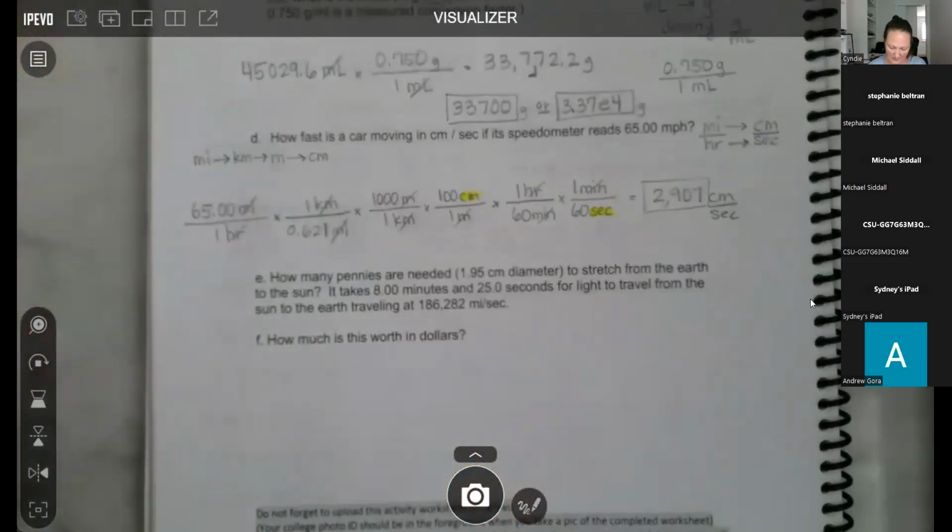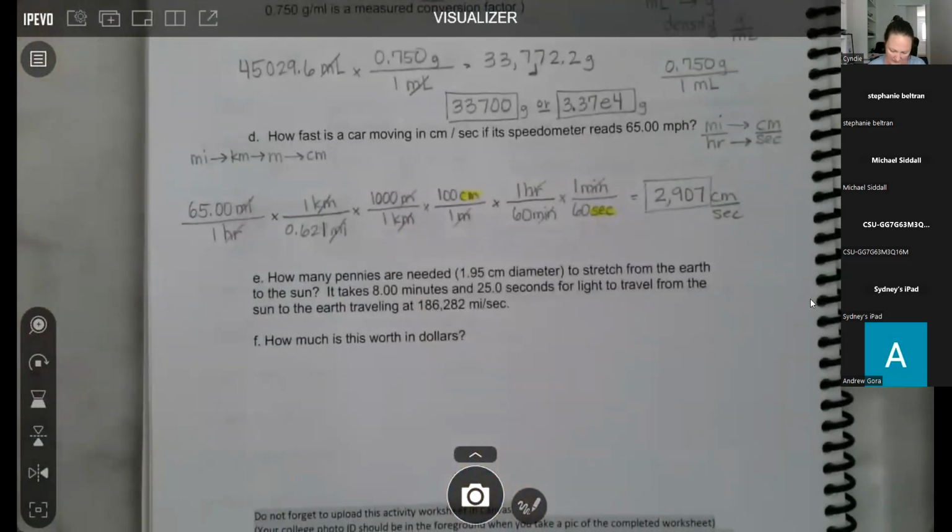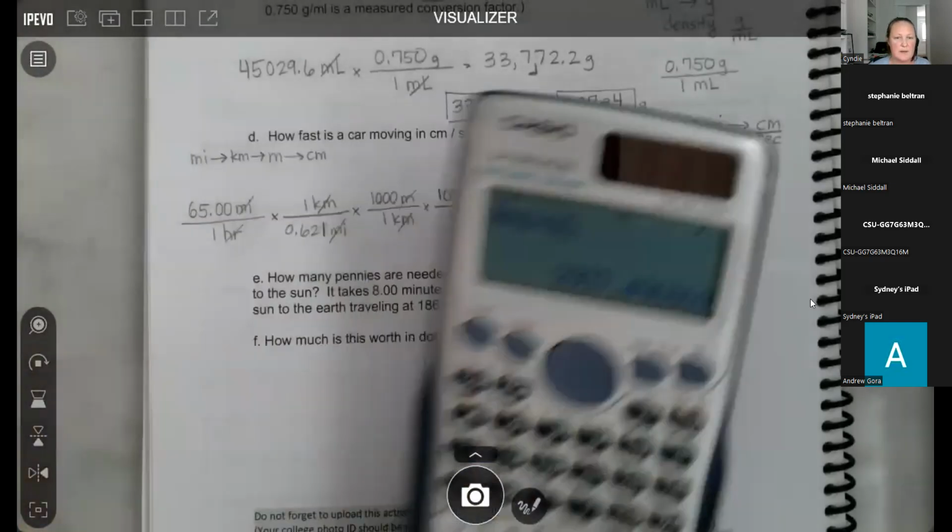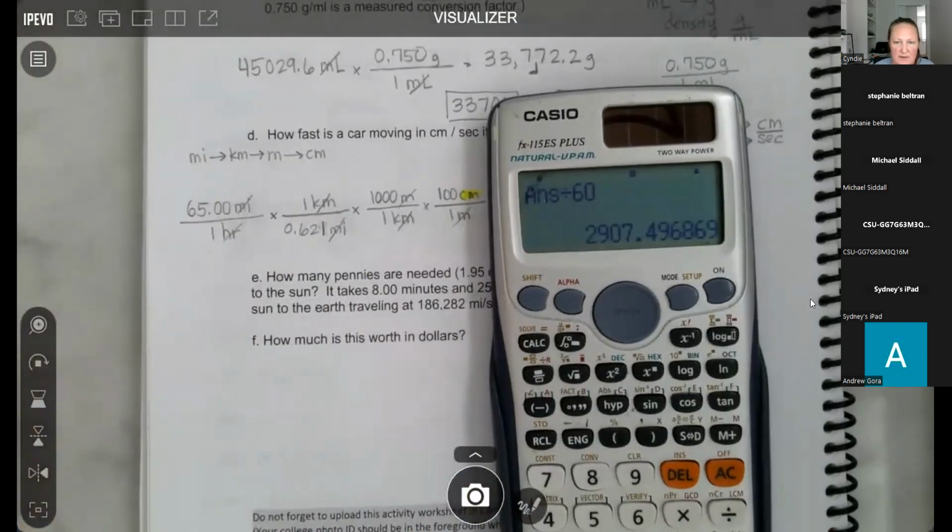Let's try it again. Calculate that again. So 65 times 1,000 times 100 divided by 0.621 divided by 60. Shoot. I made a mistake, so I get to start over. Equals, divided by 60. Okay, so I did get 2907.